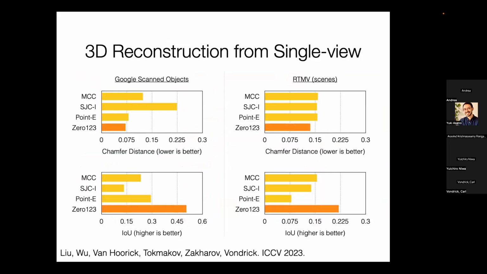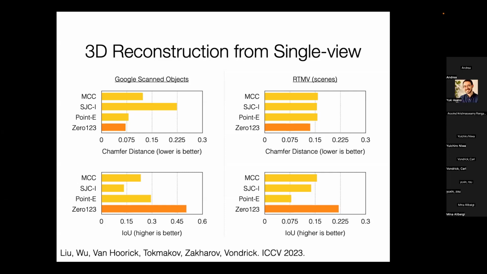So to start to wrap up, we benchmarked this on a bunch of different data sets as well. Across different metrics, we did better at the time. There are better approaches now. Papers have come out like Zero-1-2-3 and all these other variants, improving this more.